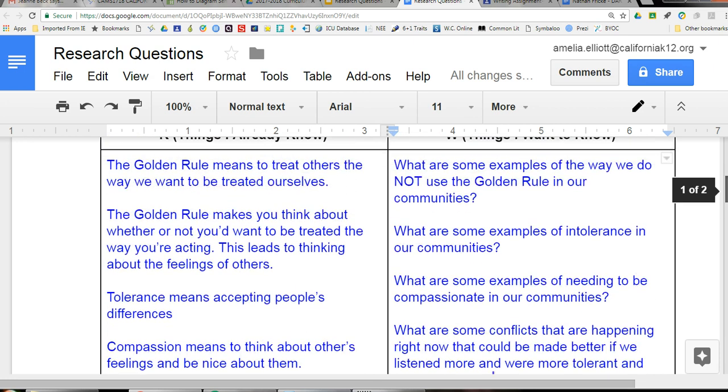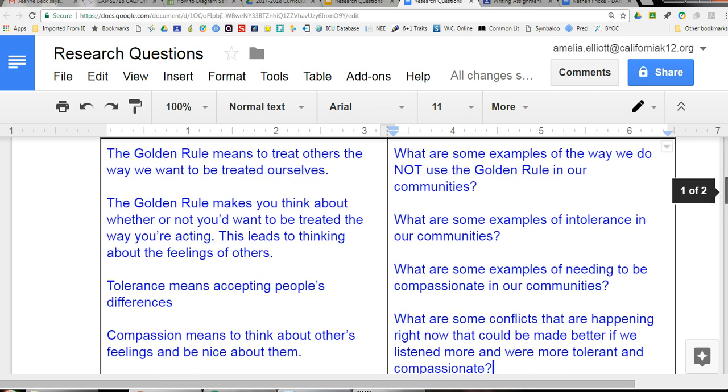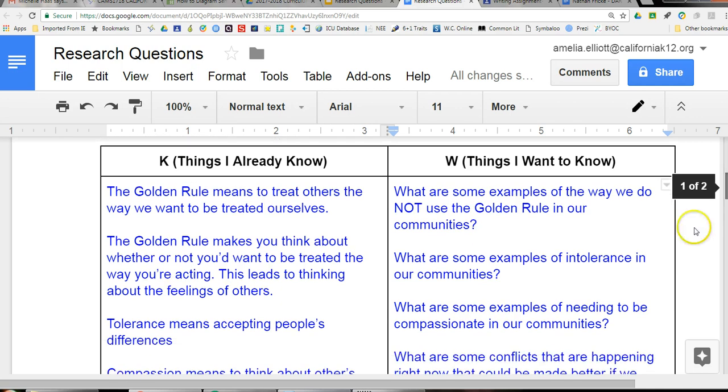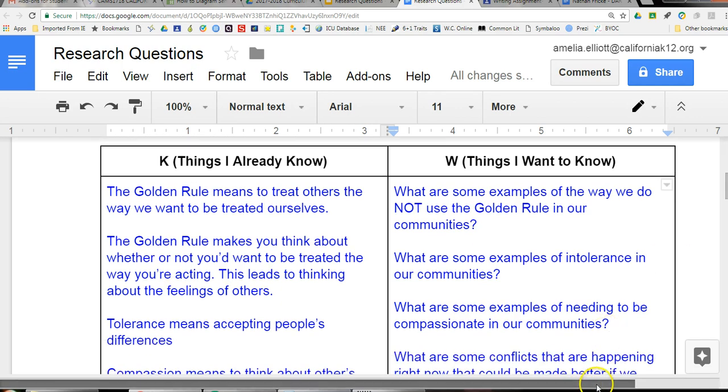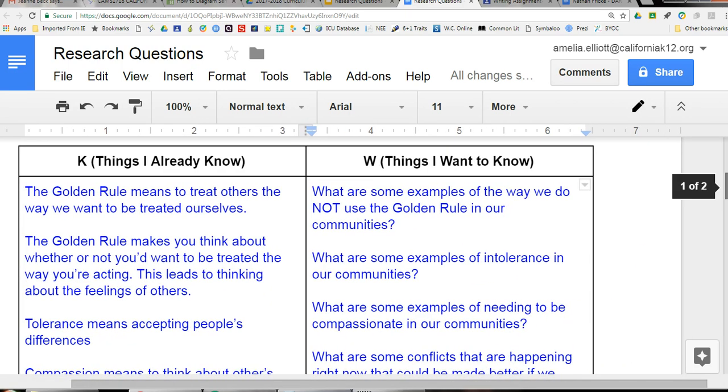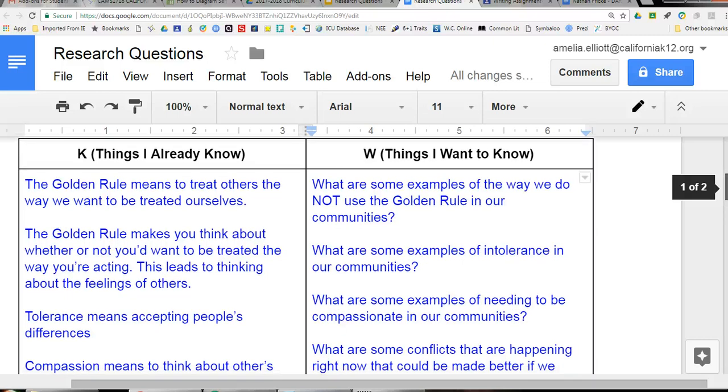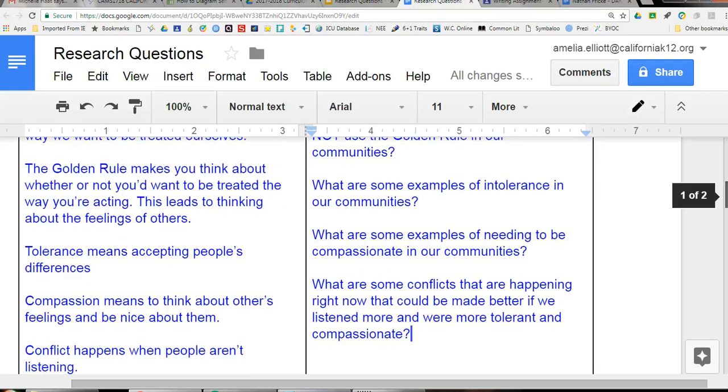So, what do we want to know? What might we need to know to write this paper? And that would start with, what are some examples of the way we do not use the Golden Rule in our communities? What are some examples of intolerance in our communities? What are some examples of needing to be compassionate? And what are some conflicts that are happening right now that we could be made better if we listened more and were more tolerant and compassionate?